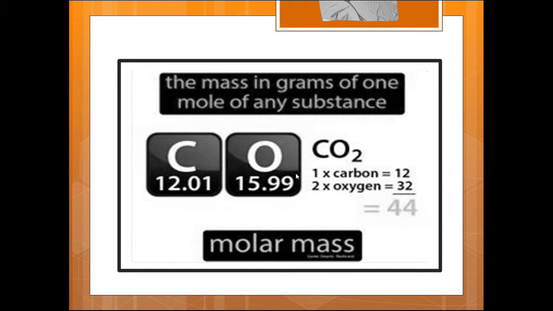In the carbon dioxide formula, carbon is present only one time, oxygen is present two times. So, molar mass can be calculated with the mass of carbon and oxygen. Carbon atomic mass 12, oxygen atomic mass 16. But here we observe that there are two oxygen atoms. So 16 multiplied by 2, we get 32. The mass of 1 mole of carbon dioxide is 12 plus 32, which is 44 gram. So the molar mass of carbon dioxide is 44 gram.